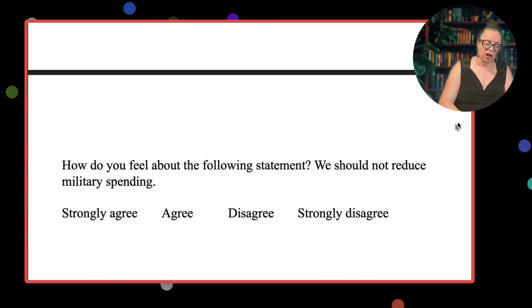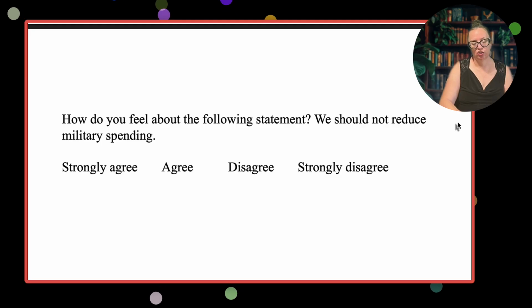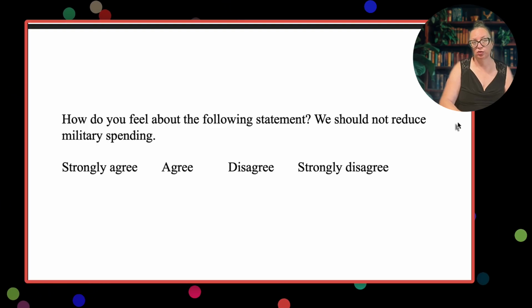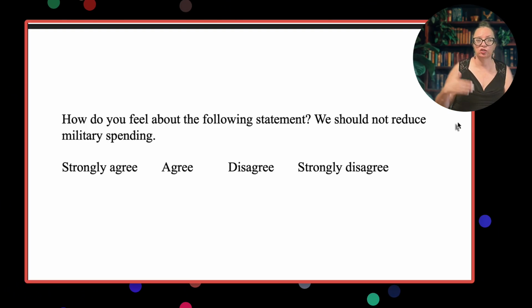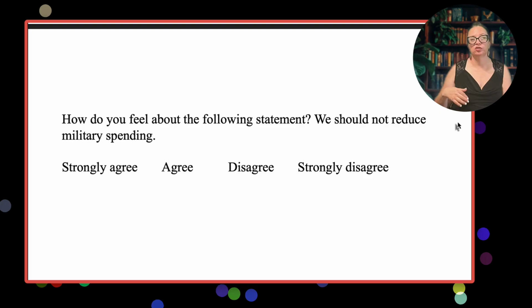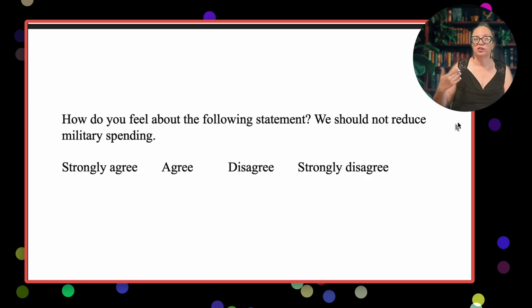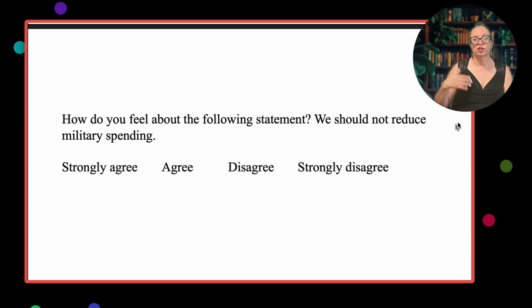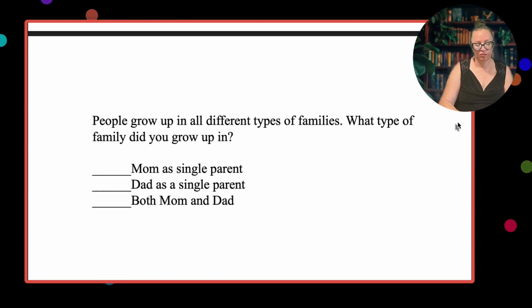How do you feel about the following statement? We should not reduce military spending. Not reduce military spending. We could turn this into a question without any double negatives. Maybe, should we reduce military spending? Just make it so the direction of response is simple. That's what we want. We want questions to be very easy to answer, very simple. You don't want your respondents or your participants to have to stop and think too much about how to answer a question correctly. You want it to be quick. You want it to be easy to understand.